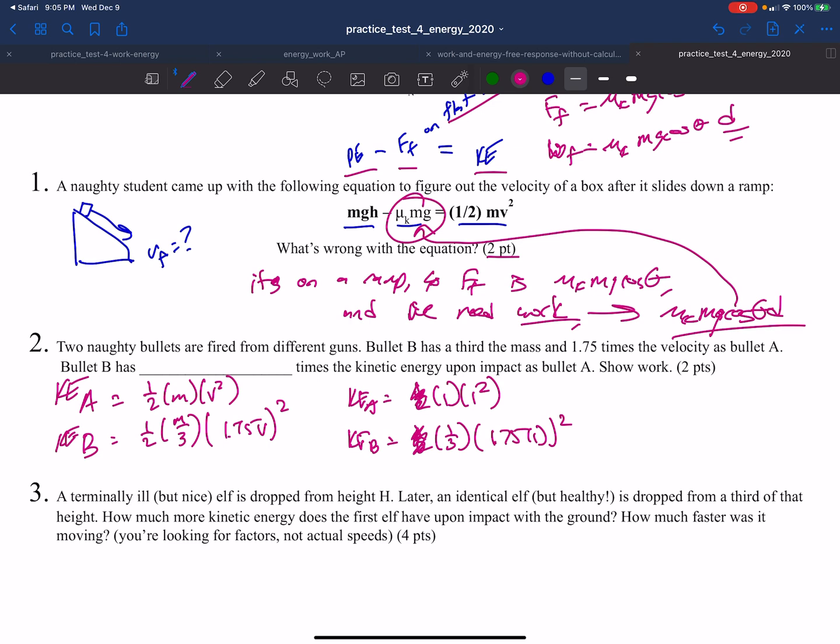So really the difference between these two kinetic energies is whatever 1.75 squared is times a third, because this is all just 1. So 1.75 squared divided by 3, that's the 3 right there, and that is going to be 1.02.